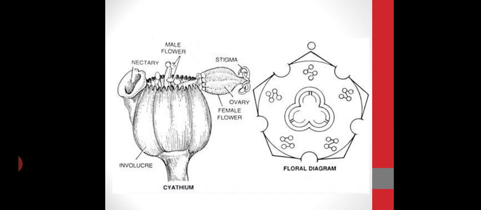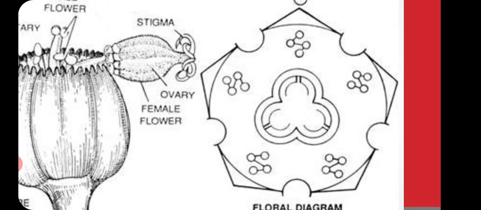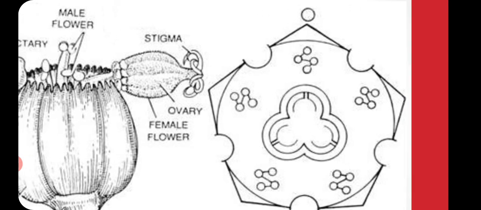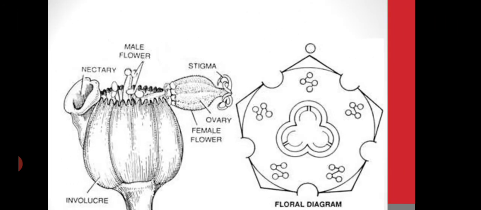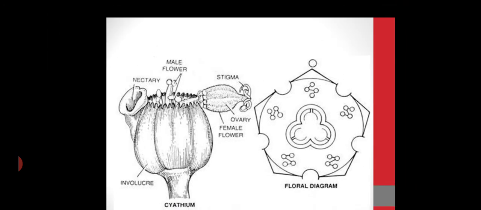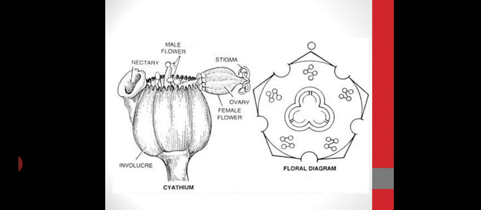cyathium inflorescence. And here this is the outer wall, actually it is representing the bract, and these bracts are joined together to form this involucre. And inside, the centrally located female flower is in trilocular condition. Then we can see at five points the stamens are arranged, or the male flowers are arranged in a scorpioid manner. Scorpioid manner. So it is called a cyme of cymes.